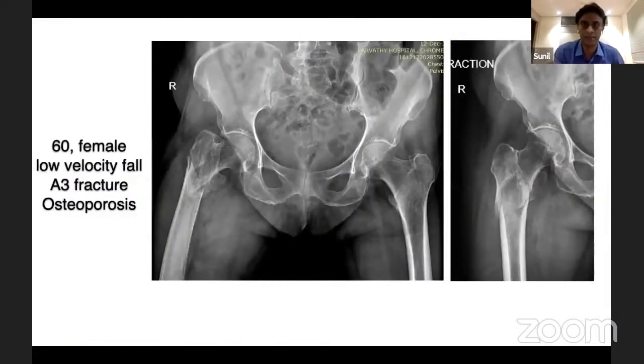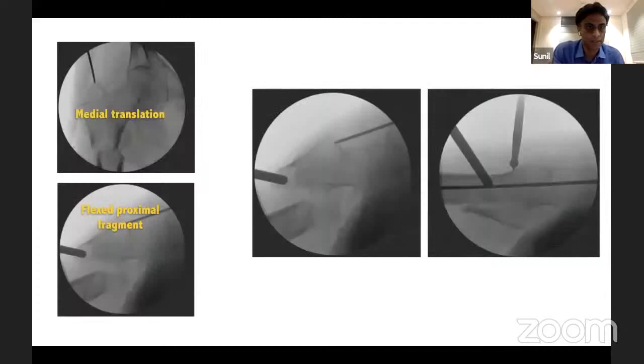So a few other reduction tips and tricks. This is an elderly female with an A3 kind of fracture. As you can see, you have a transproc fracture and also a fracture in the coronal plane that goes high up into the entry point of the nail. And there is a tremendous amount of osteoporosis as well. If you look at the AP and the lateral C-arm images, you have medial translation in the AP plane and a flexed proximal femur in the lateral plane.